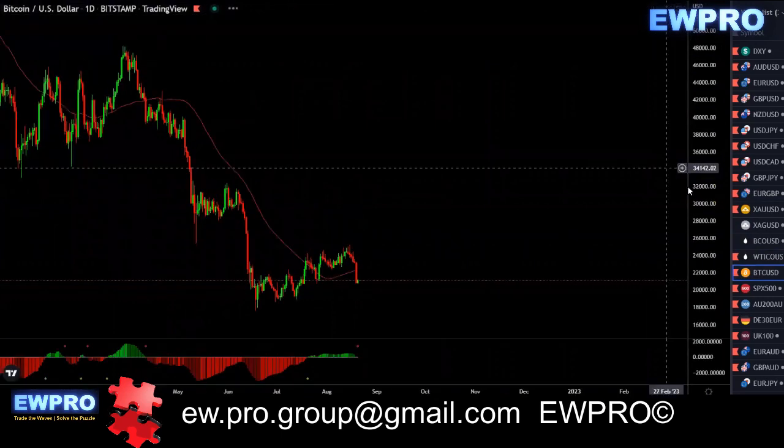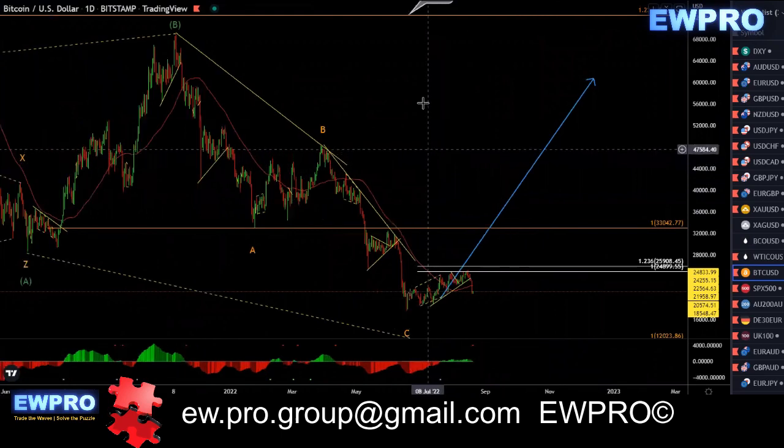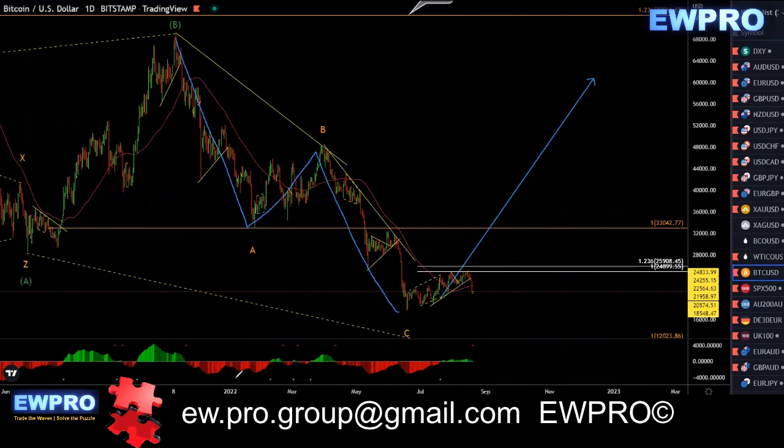Bitcoin on the daily. So we're looking at that A, B, C. We got the bullish divergence, but we got all this in here. And like I've been saying for weeks and weeks, this is looking very corrective for more downside. Finally, we got a break down this week. We got that breakdown in here.